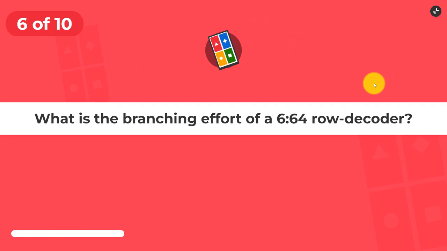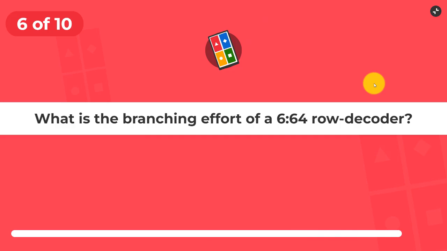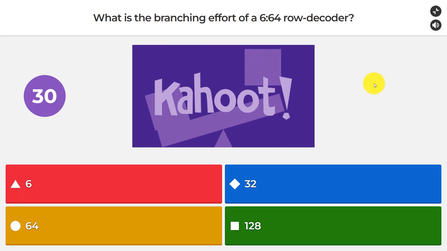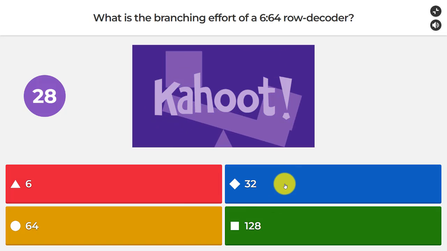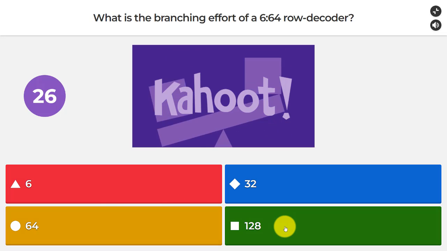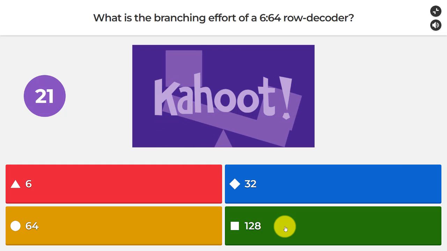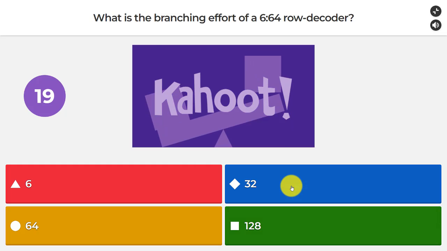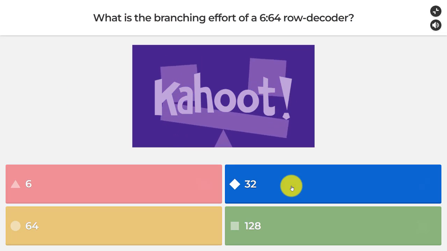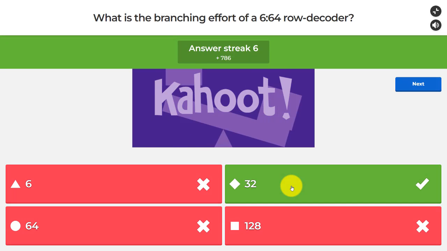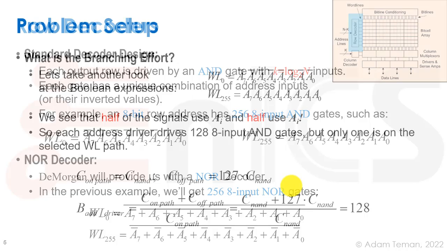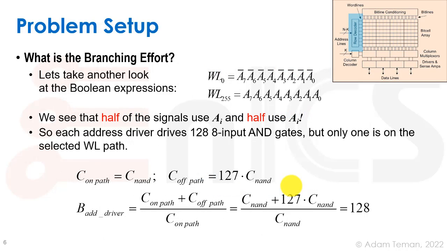Question number 6. What is the branching effort of a 6 to 64 row decoder? Is it going to be 6? Is it going to be 32? Is it going to be 64? Or is it going to be 128? If the previous questions had maybe a bit of a harder calculation, this one is pretty easy. It's a straightforward 32. And to get to that answer, let's just go back to our problem setup for the logical effort of the decoder.